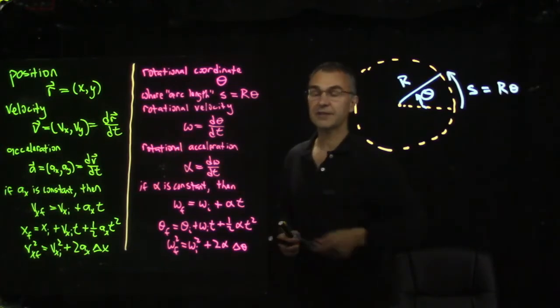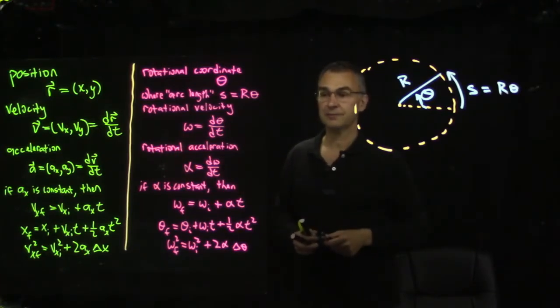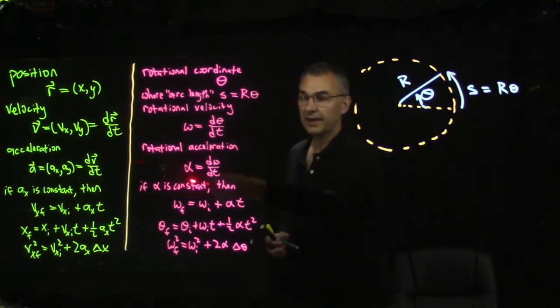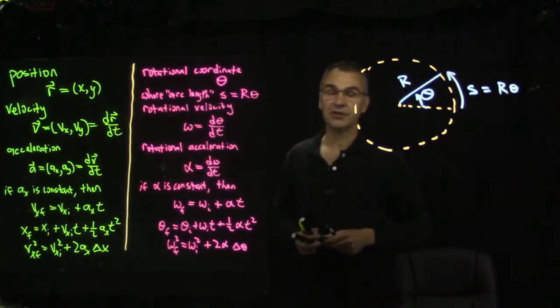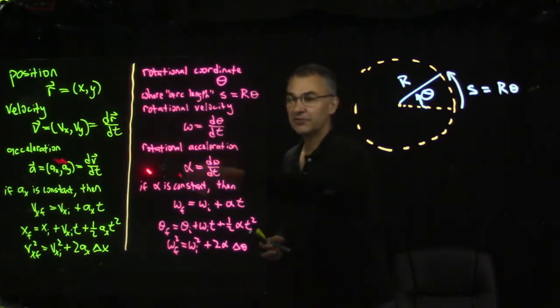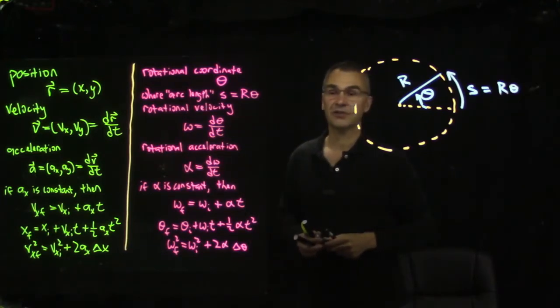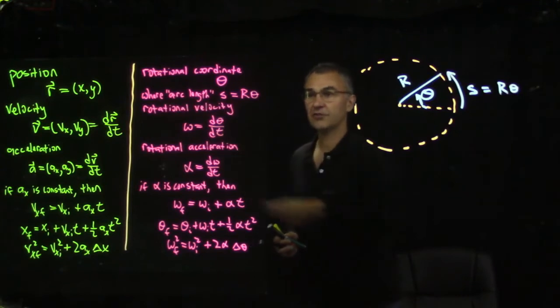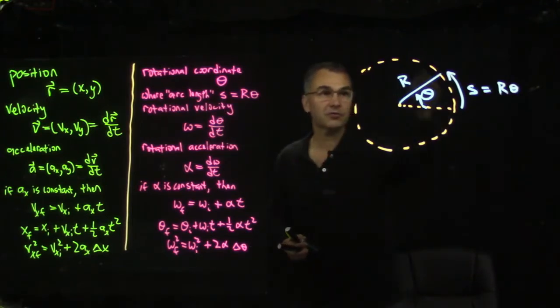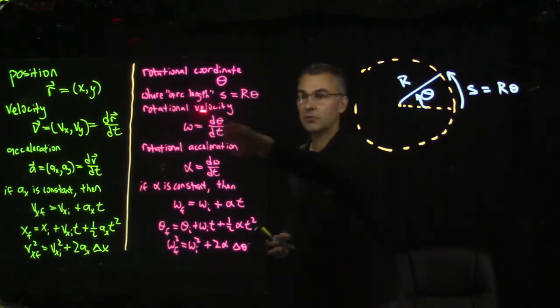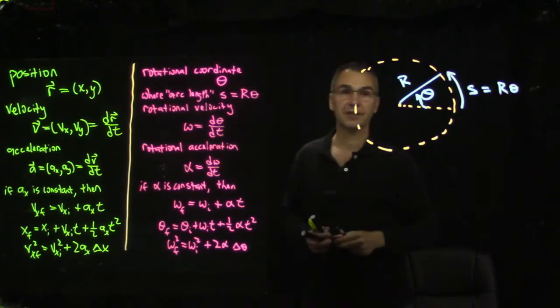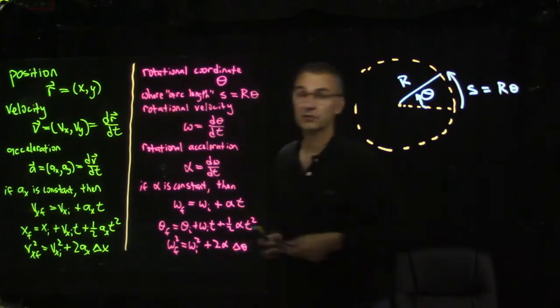We use the Greek letter alpha, lowercase alpha, for rotational acceleration. Alpha is the rate of change of omega. So rotational acceleration is the rate of change of rotational velocity. Rotational velocity is the rate of change of this rotational coordinate theta. Omega is the rate of change of theta, just as v is the rate of change of x or r.